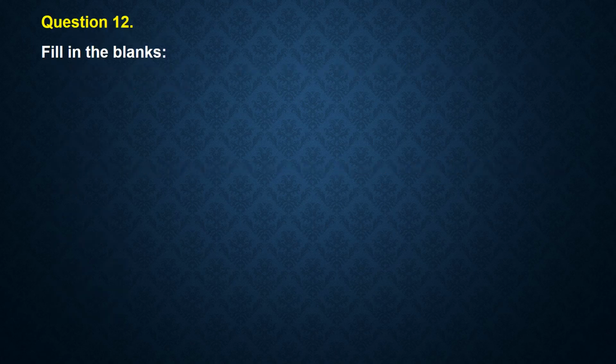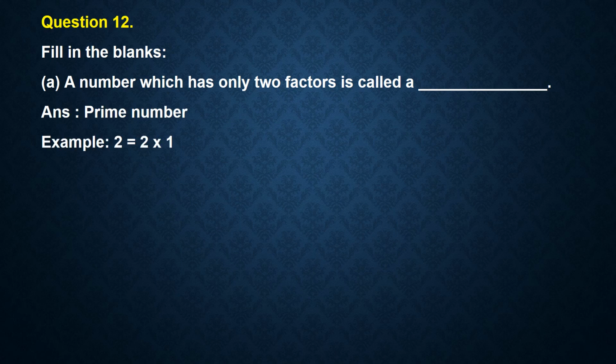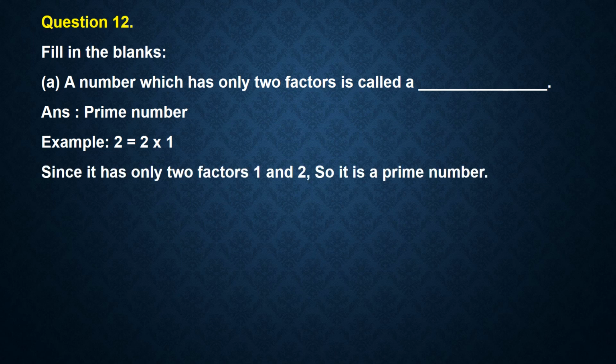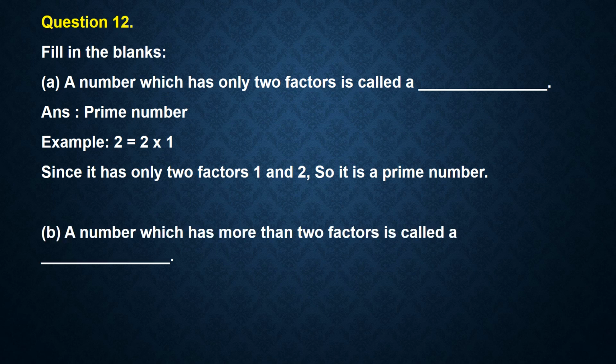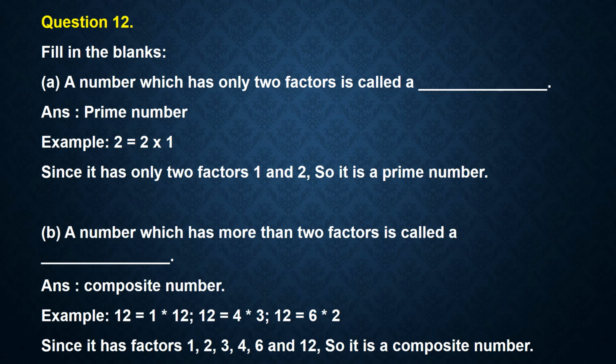Question number 12. Fill in the blanks. A number which has only two factors is called a prime number. Example: 2. 2 is equal to 2 into 1. 2 has only two factors, 1 and the number itself. Next part. A number which has more than two factors is called a composite number. Example: 12. 12 has many factors: 1, 2, 3, 4, 6 and 12. So it is a composite number.